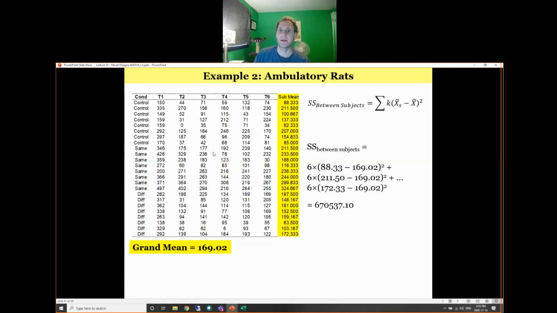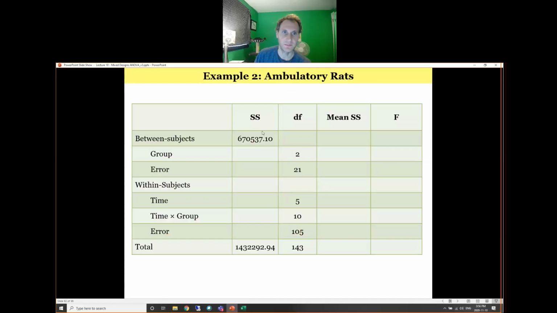Next, I will complete my between subjects sums of squares. To do so, I need to first compute each subject's mean. So this is the first rat's mean trial time across all 6 trials, which was 88.3. The next rat was 211.5, and so on. Subtract the grand mean from each subject mean, x bar s. Square the result, multiplied by k, the number of observations, right? 1, 2, 3, 4, 5, 6, because that's how many observations made up this mean. Finally, I can take the sum to find my between subjects sum of squared deviations.